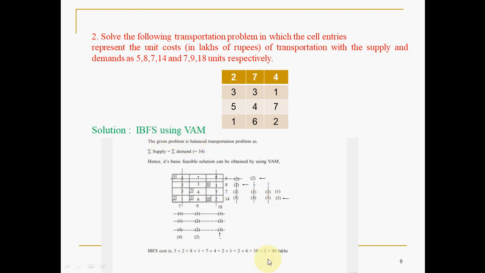So here you got 80 lakhs. 80 lakhs is the initial basic feasible solution. It is not the final solution. It is only the IBFS, the initial basic feasible solution. It may be optimum or may not be optimum. We'll see. This is IBFS stage 1.